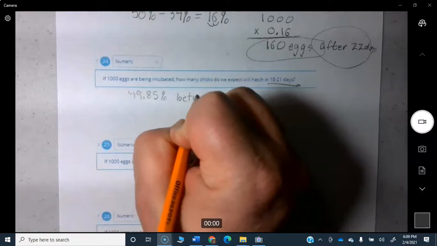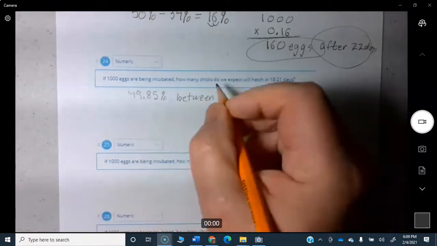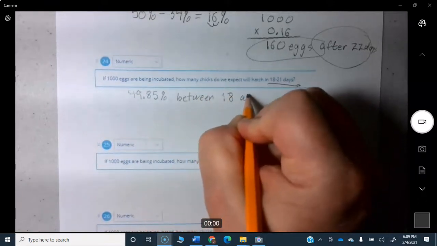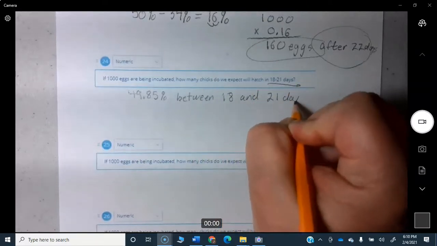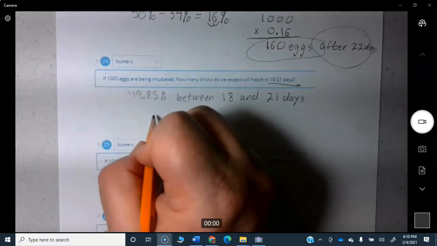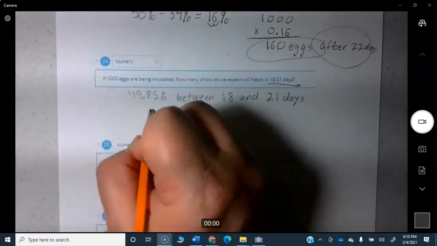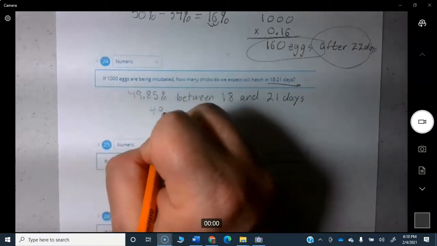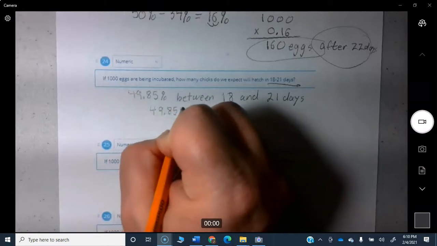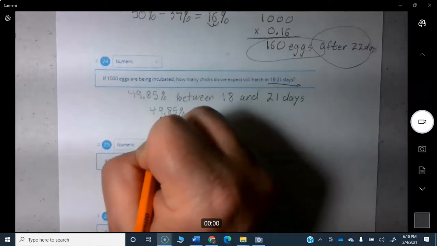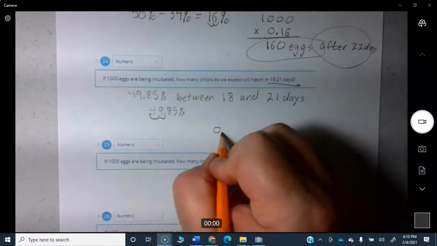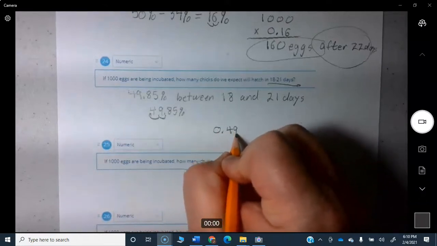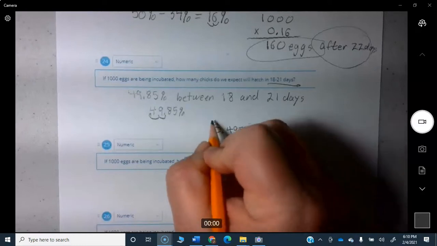So 49.85 are going to be hatched between those days. So we come down here, 49.85, and we're going to move our decimal over 2 places right in front of the 4, so it's going to be 0.4985 times 1,000.